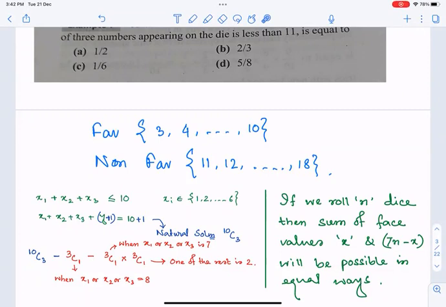Is the statement clear to all? That 3 and 18, they are possible in equal ways. 4 and 17 will be possible in equal ways. Similarly, 5 and 16 will be possible in equal ways. 3 and 18, these are unique. Like when it goes from 3 to 4, you can consider one of the face values to be increased by 1. Similarly, when going from 18 to 17, we need to think it is from a combination of all 6s. One of the face values has to be decreased by 1.